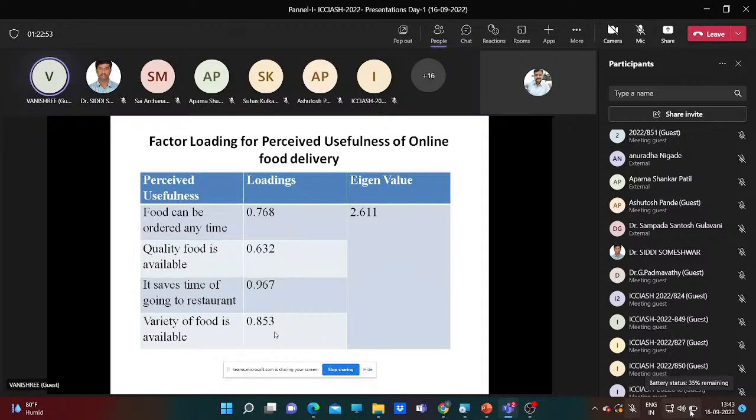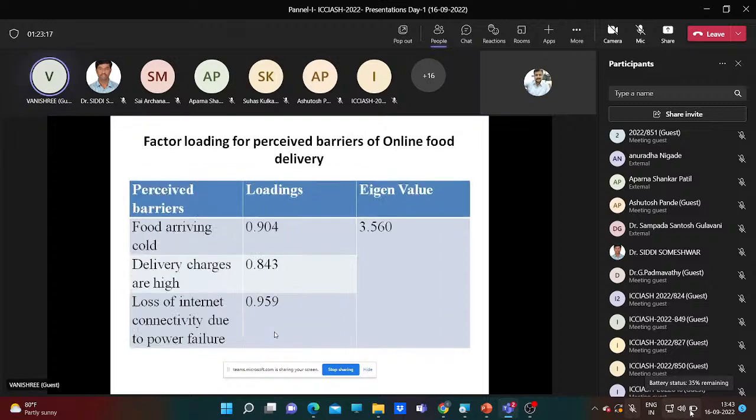I have taken 4 factors for this: food can be ordered anytime, quality of food, saving time, and variety of food, out of which the time saved to go to a restaurant has got the highest loading of 0.967. And all other loadings were also positive, more than 0.5.